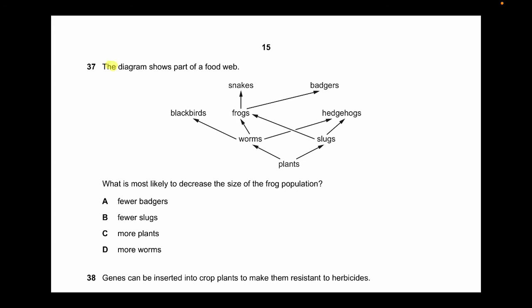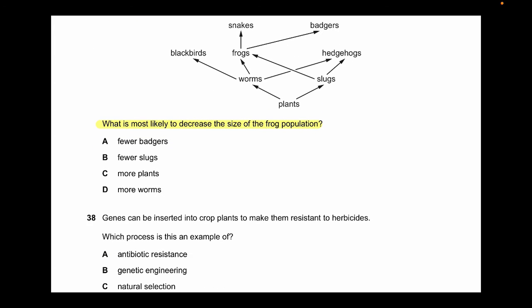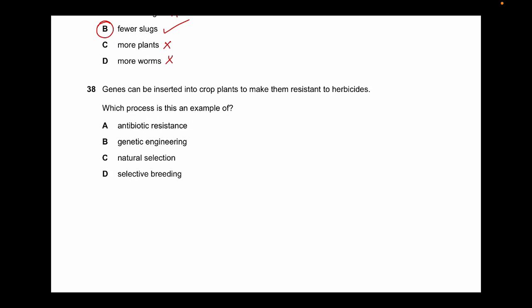Question 37. The diagram shows part of a food web. What is most likely to decrease the size of the frog population? Well, fewer badgers means frog population will increase. Fewer slugs. Since slug is one of the foods for frogs, obviously a decrease in slugs will decrease frog numbers. More plants should increase it technically. More worms should also increase it. So B is the correct answer.